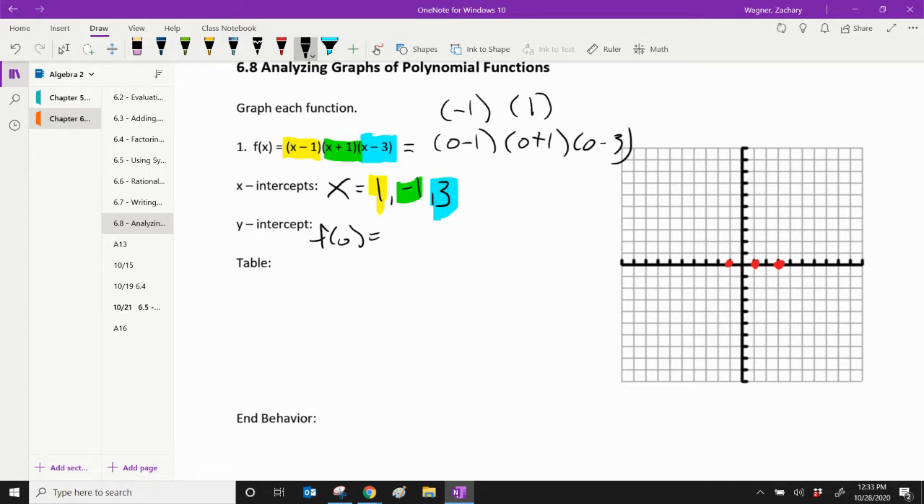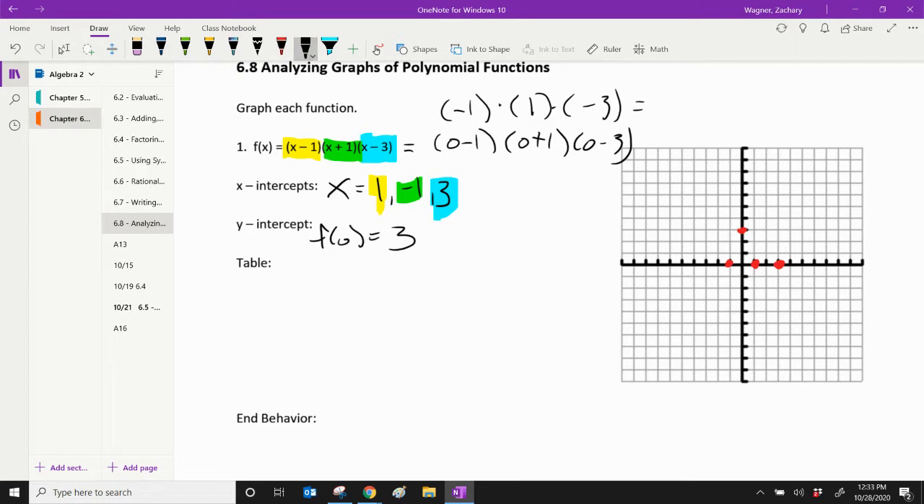0 plus 1 is 1. 0 minus 3 is -3. Make sure these are multiplying. -1 times 1 times -3 equals 3. +3. That's your y-intercept, so that's along the y-axis. Very nice. We move on.